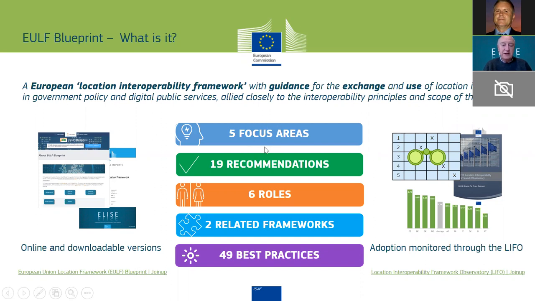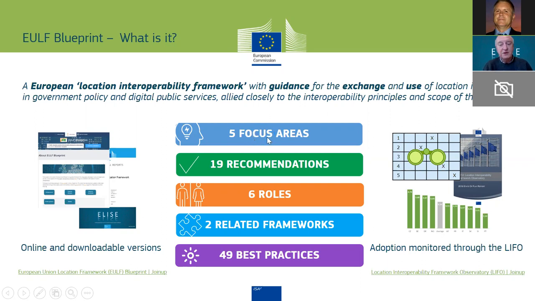The guidance framework has 19 recommendations in 5 focus areas, and there are 6 role-based views of the guidance for policy, management, and technical roles. There are 2 related frameworks that are cross-referenced in some detail in the guidance: firstly, the EIF, and secondly, the UN-GGIM Integrated Geospatial Information Framework. There are 49 best practices captured from LIFO and other sources that highlight the good practices in the different recommendations in the blueprint.